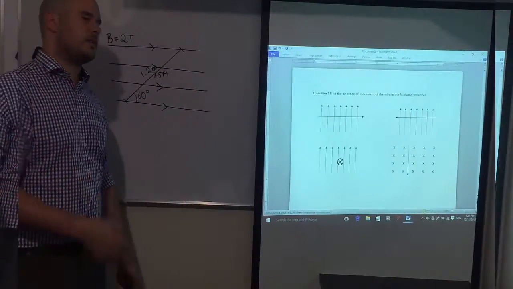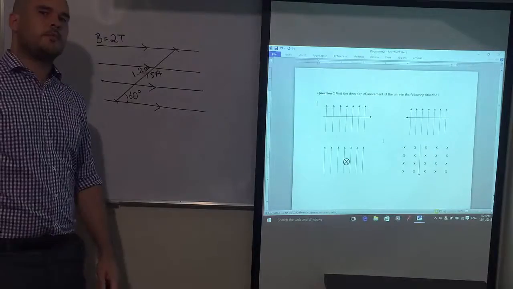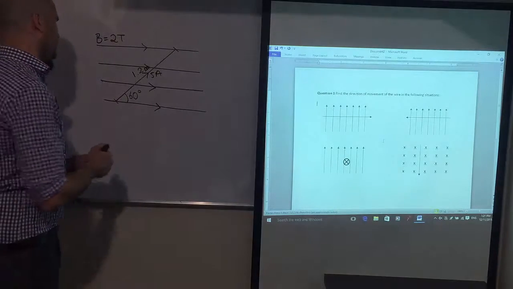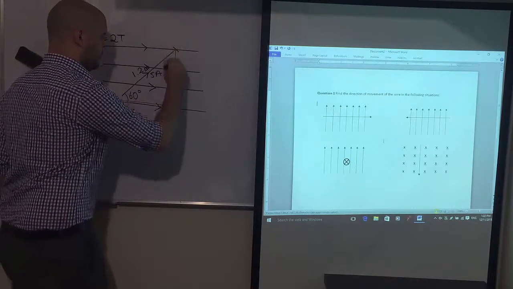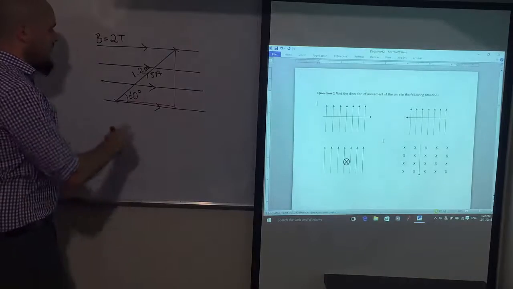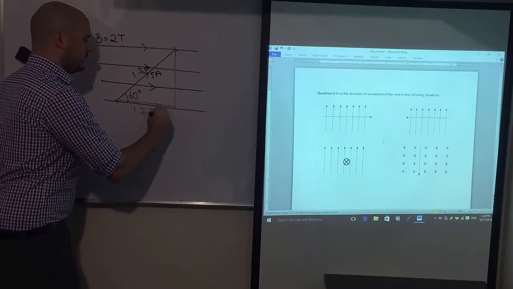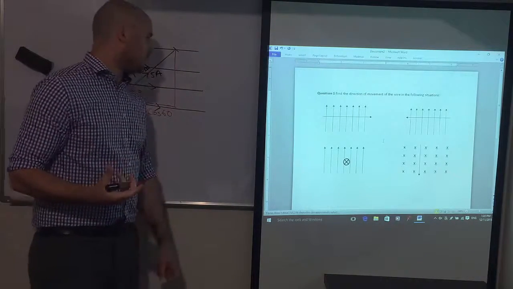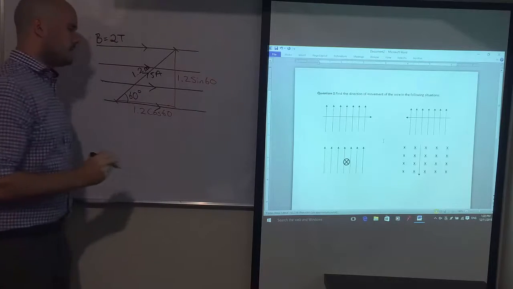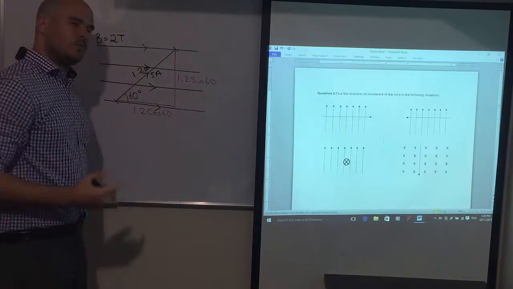So why do we actually use L sine theta at all? Because we can break this up into two components. The length of this conductor can be broken up into one component which is parallel to the field and another component which is perpendicular to the field, just like we've been doing with vectors when we did projectile motion and when you looked at vectors again in year 11. The part which is parallel to the field is just going to be 1.2 cos 60. The part which is perpendicular to the field is going to be 1.2 sine 60.